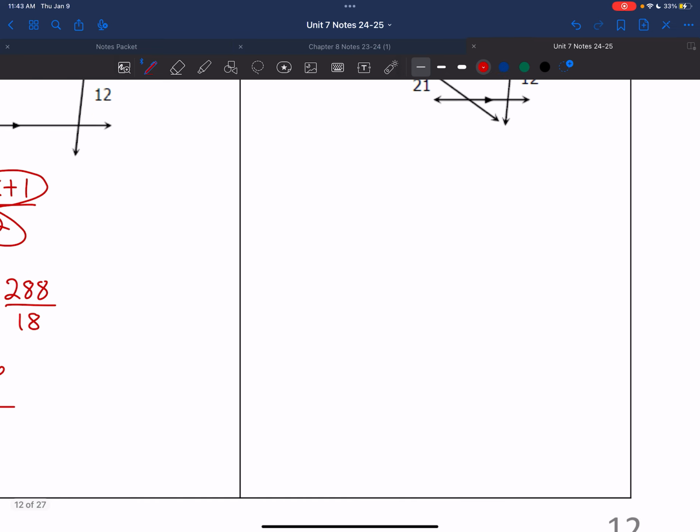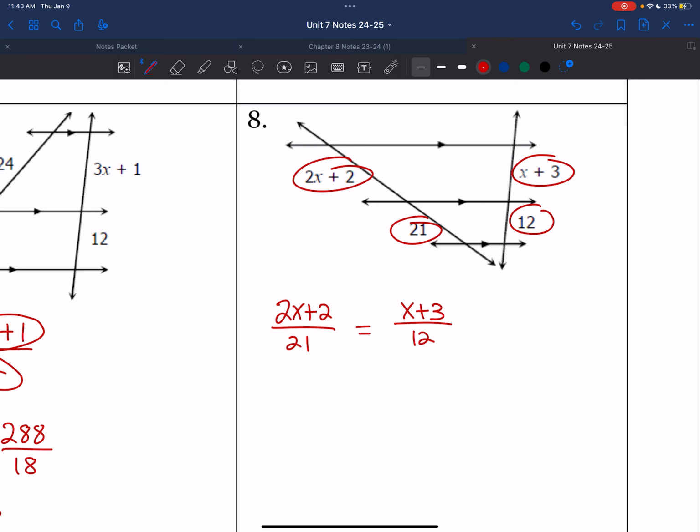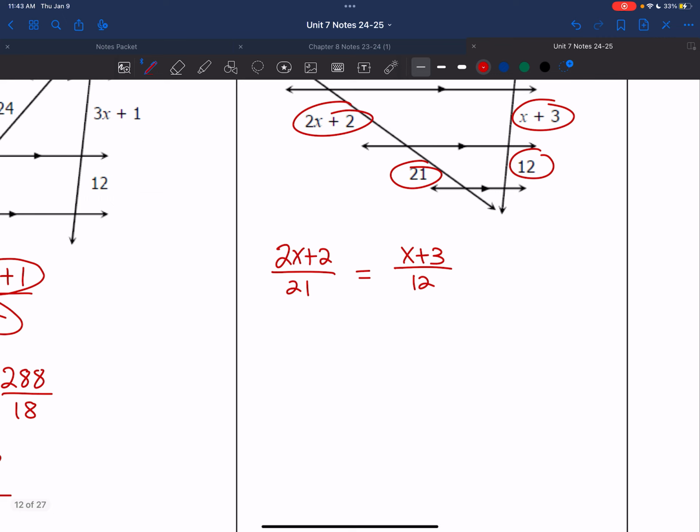And this one, same exact concept. So there's different ways you can set up your proportions. I set mine up as 2x plus 2 over 21. So this part over this part equals x plus 3 over 12. So we got this part over this part. I'm going to cross multiply. I'm going to get 2x plus 2 times 12 on one side equals 21 times x plus 3.